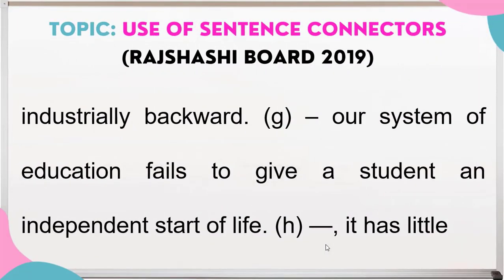Question G. Our system of education fails to give a student an independent start of life. This sentence of question G indicates consecutiveness. So here you have answered correctly. This time also, let's match your answer with the answer given on the screen: secondly. Question H. It has little provision for vocational training. Again, this sentence of question H also indicates consecutiveness. So here we can give thirdly.